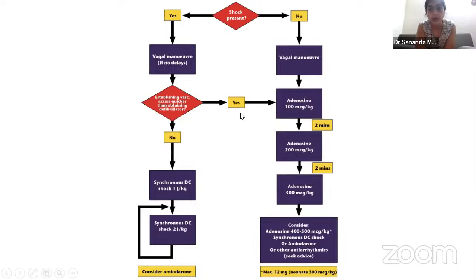It's very important, because in a stable neonate, we don't go on giving them DC shocks. We'll try the vagal maneuver, and it can be as useful as DC shock or adenosine to stop the SVT. Usually an ice pack on the face, or in older children we can try asking them to do a Valsalva if they understand. But an ice pack on the face of the neonate is a very useful vagal technique. And how we keep the ice pack is also important.